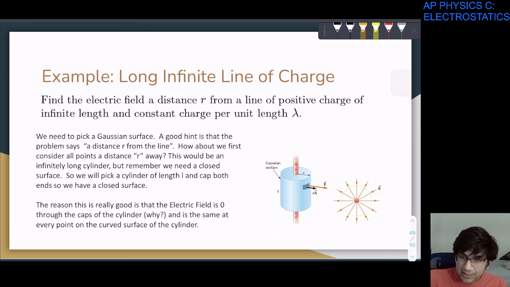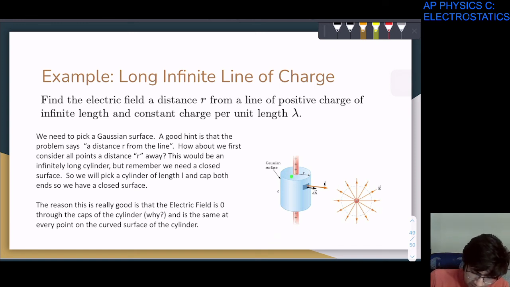And the reason why is that at every point on the outside of the cylinder here, the electric field is going to be the same because of symmetry. It's like this point here and this point here. If you were to just rotate the cylinder, the configuration is still the same. You have the same electric charge. And these caps here, remember we have to choose a closed surface, so we do have to have the top and the bottom part of the cylinder.